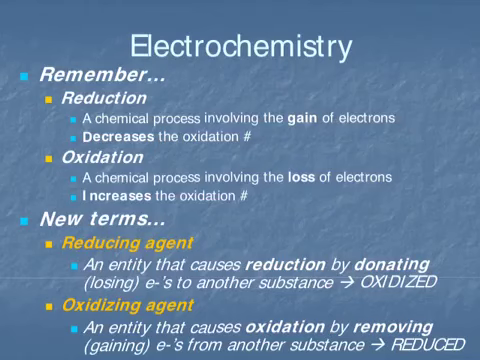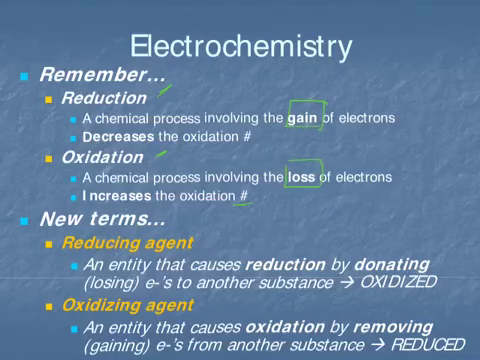As we remember, reduction is a chemical process that involves a gain of electrons. Whatever species is being reduced gains electrons. Its oxidation number will decrease or get more negative. On the other hand, oxidation is a chemical process where there is a loss of electrons. Whatever chemical species is losing electrons, its oxidation number would increase, getting less negative or more positive.